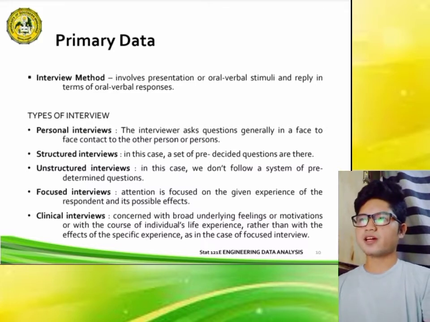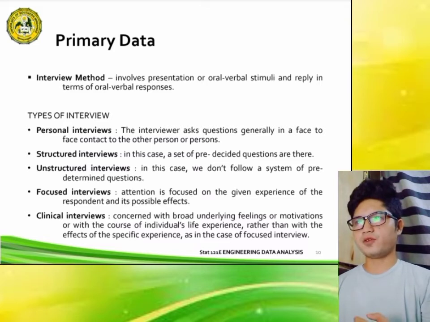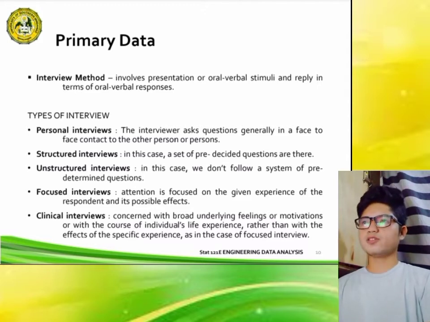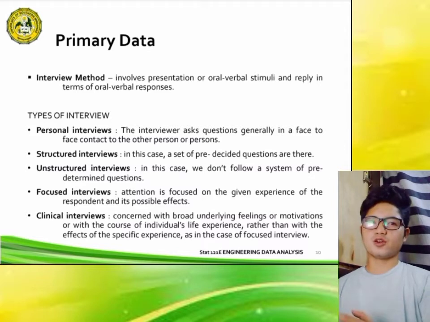And then we have clinical interviews. These are concerned with broad underlying feelings or motivations or with the course of individual's life experience, rather than the effects of a specific experience, as in the case of focus interviews. Okay, so ito yung karaniwang ginagawa sa doctor-patient interview.